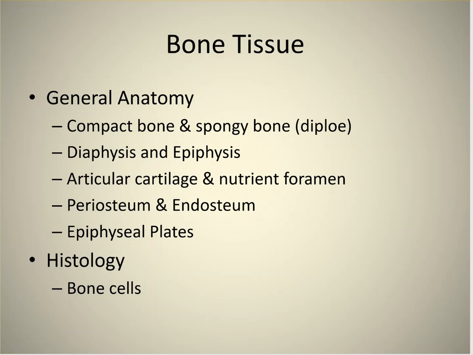There's a periosteum, which is dense irregular connective tissue on the outside of bone. And endosteum, which I think is a simple squamous epithelium on the inside of bone. And then we're going to talk about what are called epiphyseal plates, which are layers of cartilage that allow us to grow taller and that close up at puberty. And then we're going to talk a lot about different kinds of bone cells and what they do.